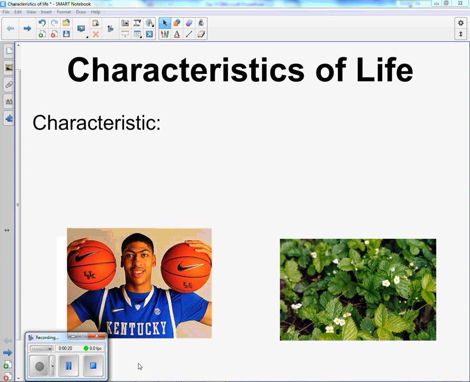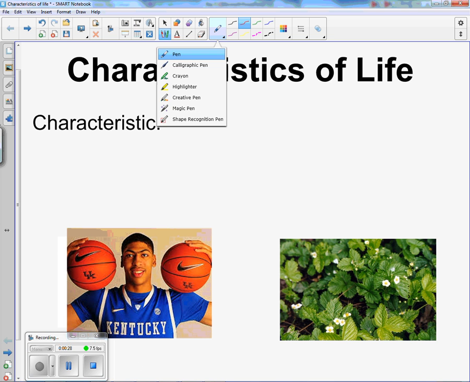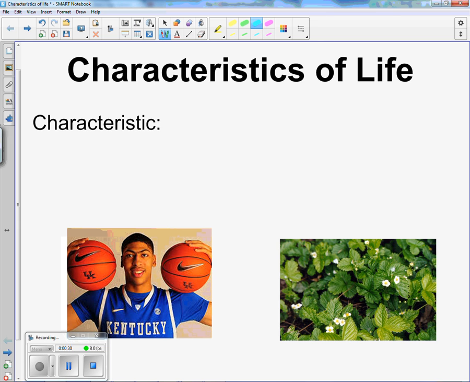So if we're taking notes, we should probably be taking Cornell notes. The title of your notes should be, I'm going to highlight it, Characteristics of Life. So this should be the title. And I want you to set up your Cornell notes and put everything else into the notes section. So first, the characteristics of life are actually what makes something living.